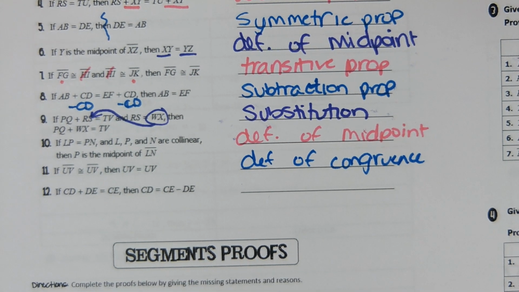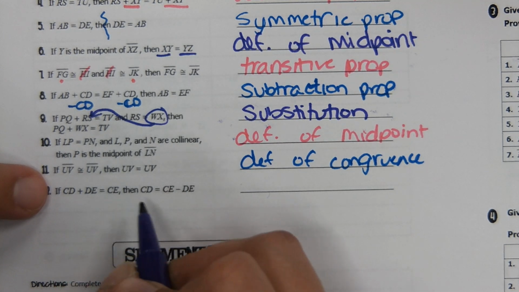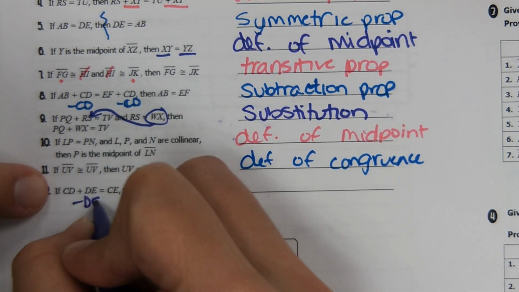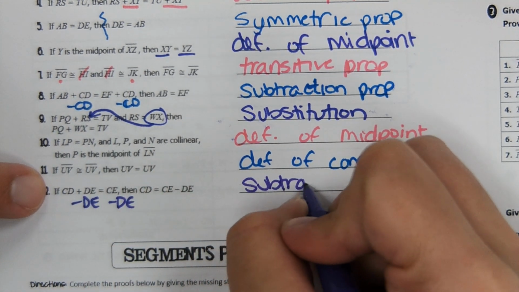And then number 12, CD plus DE equals CE. Then they have CD equals CE minus DE. They subtracted DE from both sides to get this, so that'd be subtraction property.